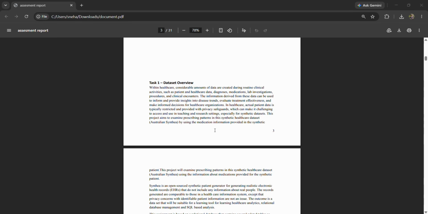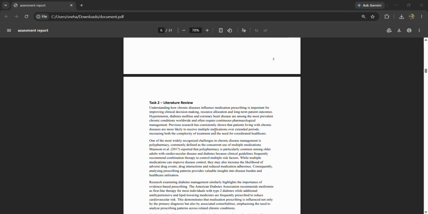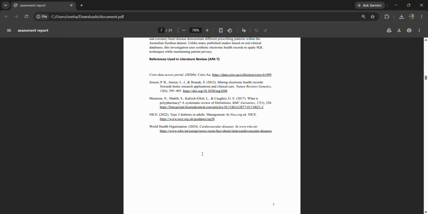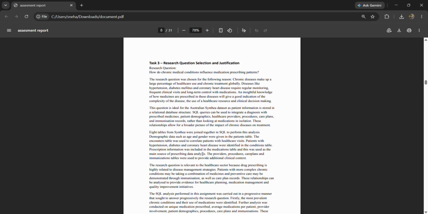Next, I would like to introduce my literature review. I conducted a focused literature review on chronic disease management, electronic health records, and medication prescribing. The literature showed that patients with chronic disease often require long-term medication management, and that electronic health records provide valuable data for healthcare analytics. These studies supported my choice of research question, and the reason for choosing it is mentioned in this report on pages 8 and 9.